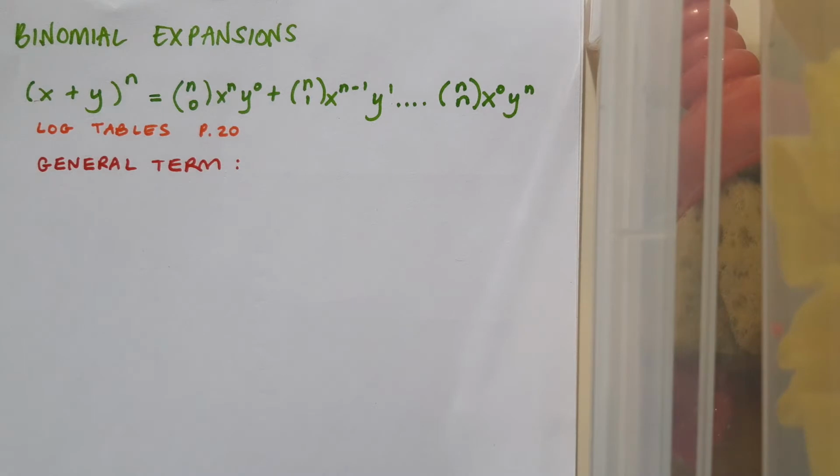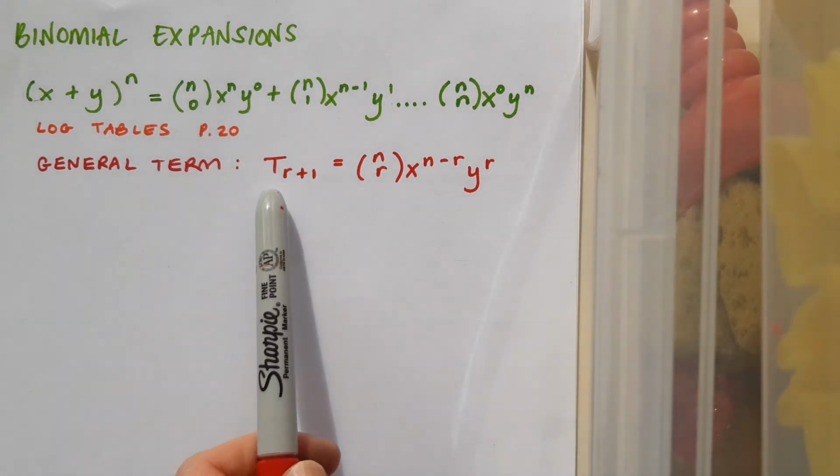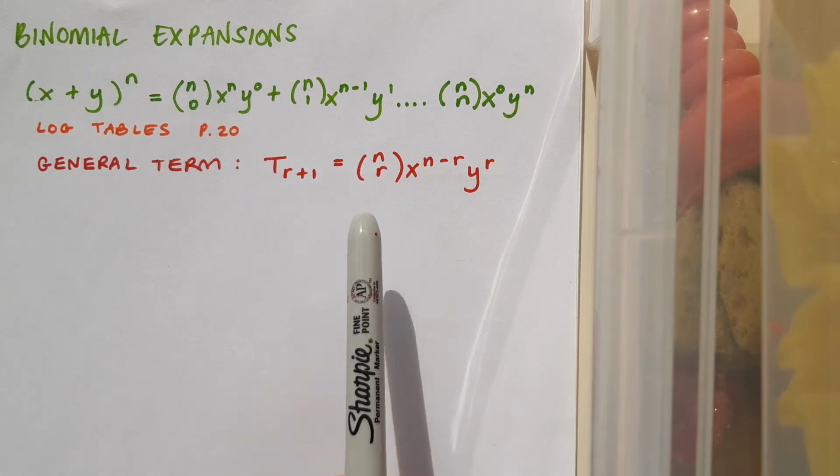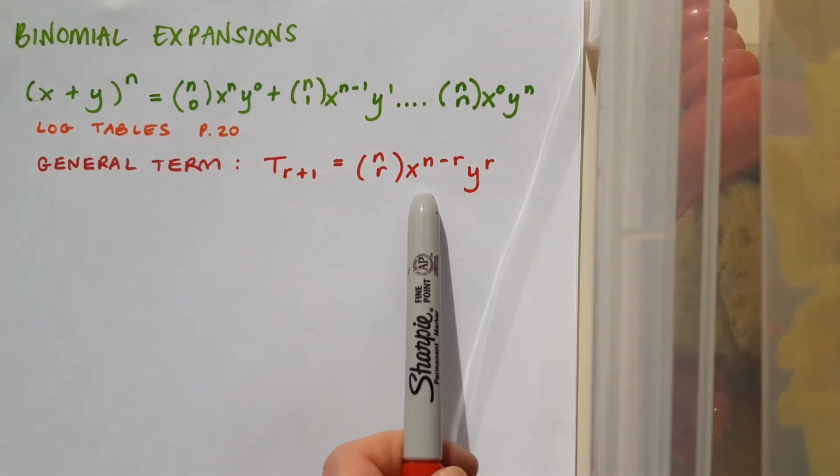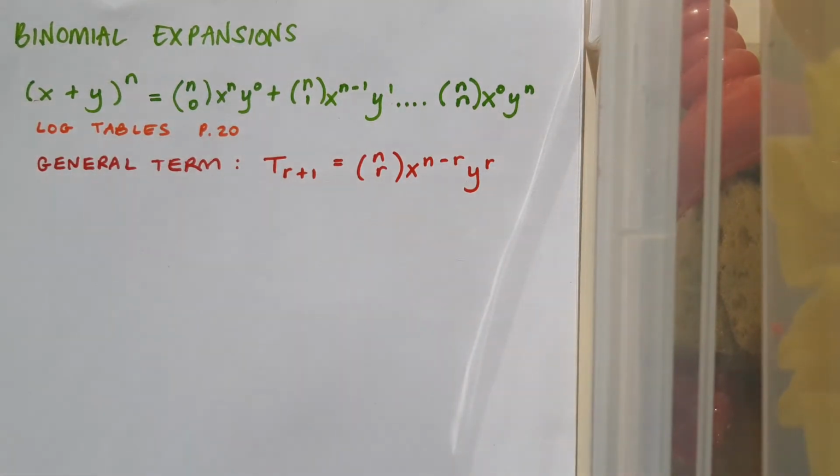The formula for the general term of a binomial expansion is also on page 20 of the log tables. They don't write it exactly like this, but in essence what they're saying is the general term, which is t r plus 1, is n choose r, x to the n minus r, y to the r. I'm not going to focus on general term in this video. I'm just going to focus on basic binomial expansions with a view to using those then in a later video for complex numbers and proving trigonometric identities.